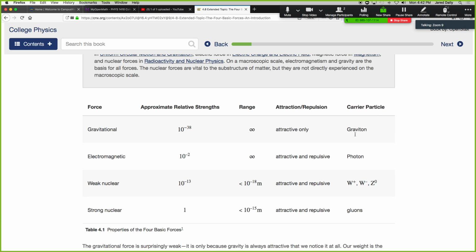And each one of these has a particle associated with it. The graviton has never been observed. We don't know what it is. We don't know much about it, and we've never been able to detect it.